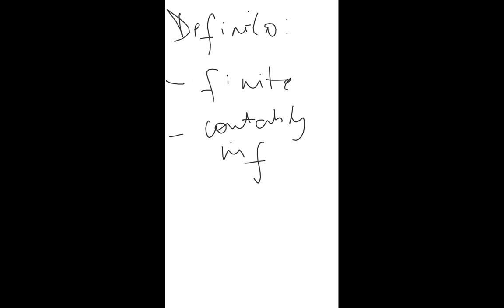So then we define what we mean by a countable set. The set is countable if it is either finite or countably infinite. And if a set is not countable, we say that it's uncountable. So then we have a theorem that tells us how to find if a set is countable or not. We don't need to find a bijection. We can do other things.